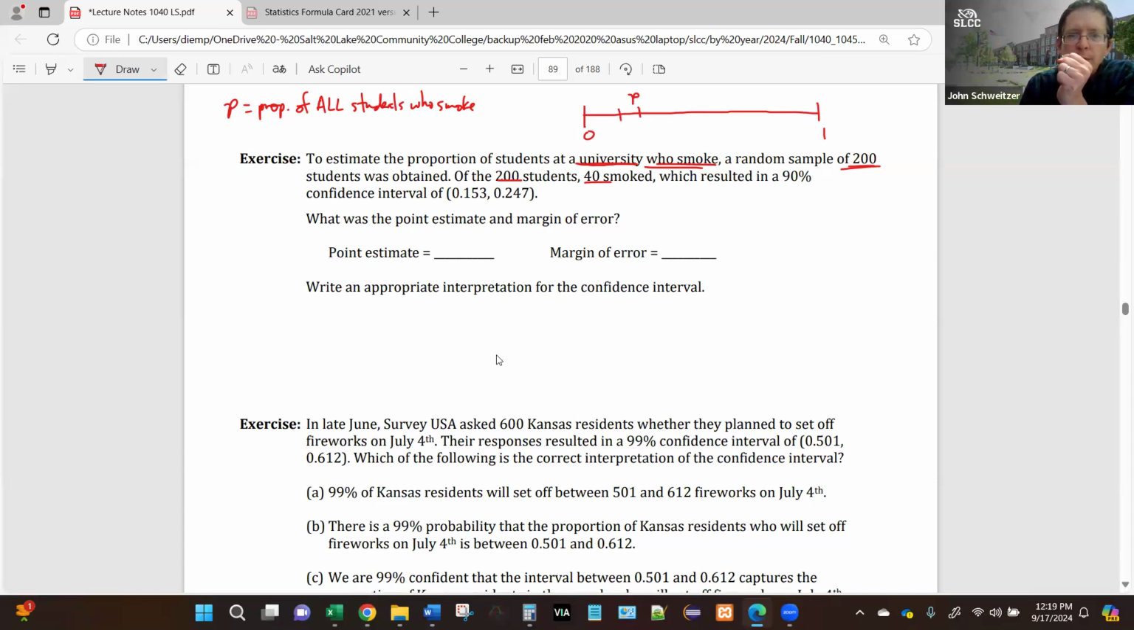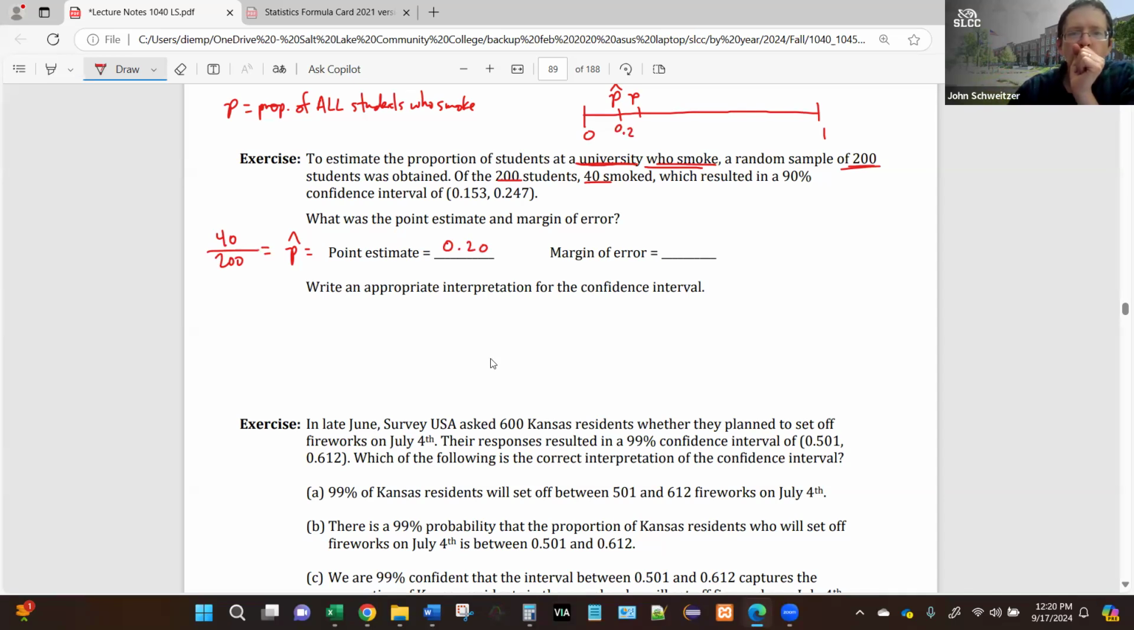We take a sample, right? So we take our sample and we calculate p hat. So p hat is the point estimate. It's the number of successes divided by the sample size. A success here is being a smoker, so not necessarily a good thing. It's just the word we use for the category of interest. So 40 divided by 200, that's 20%. Our p hat is 20%.